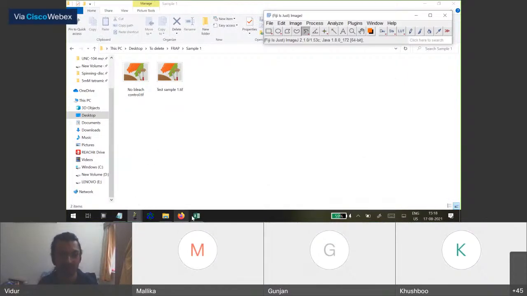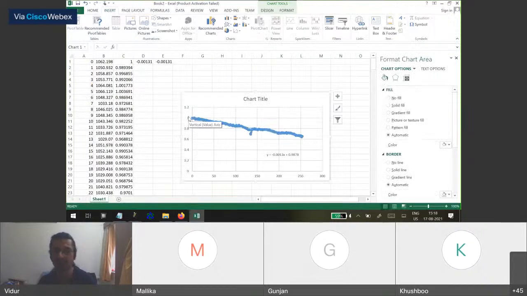If one thing to note here, since the intensity reduction was very small, only around 20 to 30%, we were still in the linear range. And that's why we could model this with a single line, a linear line.